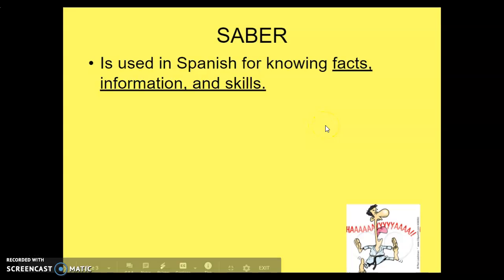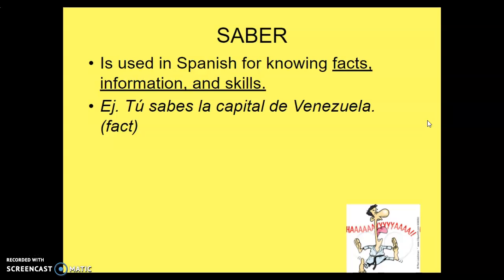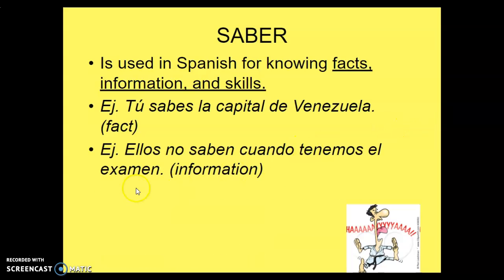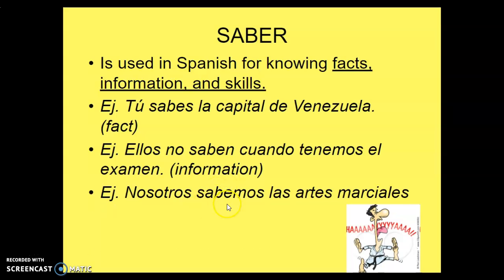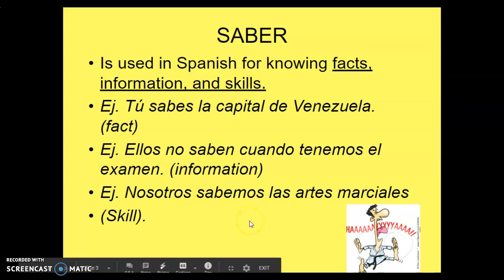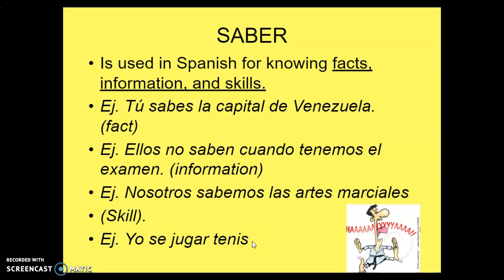Saber is used in Spanish for knowing facts, information, and skills. So, for example, tú sabes la capital de Venezuela. It's a fact. Ellos no saben cuándo tenemos el examen, which is information. Y nosotros sabemos las artes marciales, which is a skill. Yo sé jugar tenis, also a skill.